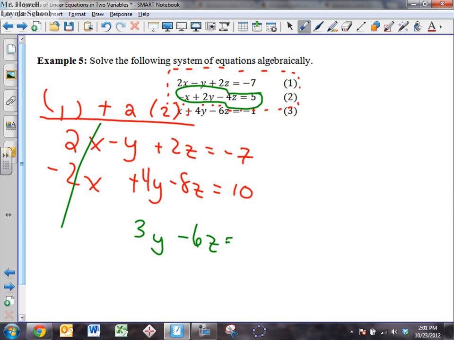Equals? Now, this is a completely brand new equation. So we need to give it a new number. How many numbers have we used so far? So what is this going to be called?